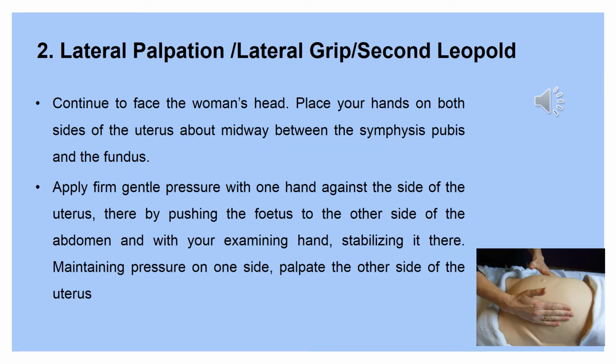Once you complete the fundal palpation, you will move on to the lateral palpation. The examiner has to continue facing the mother's head. Place your hands on both sides of the uterus about midway between the symphysis pubis and the fundus. Apply gentle pressure with one hand against the side of the uterus and stabilize the fetus. And gently palpate with the examining hand.